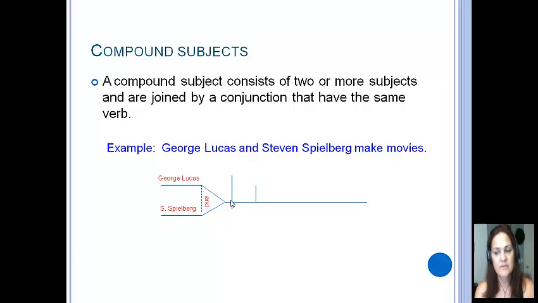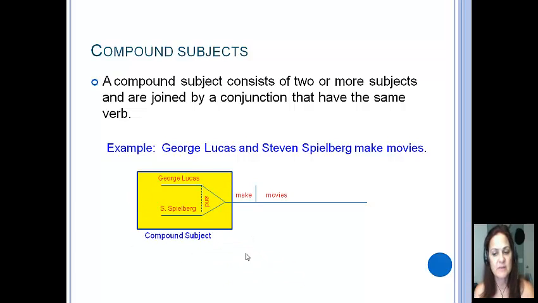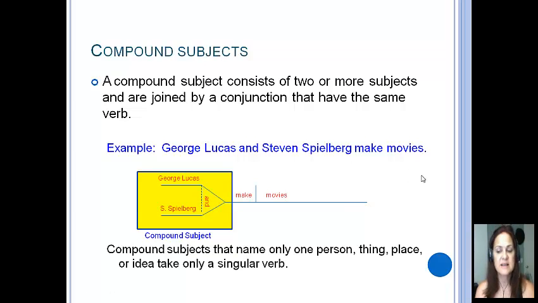Then we have our vertical line that indicates the division between the subject and the predicate. Then we put in our verb, which is makes. Then we have the vertical line that goes only down to the horizontal line that indicates the direct object, movies. So for this lesson, we're concerned about this part of it, the compound subject. Now, compound subjects that name only one person, thing, place, or idea take only a singular verb.